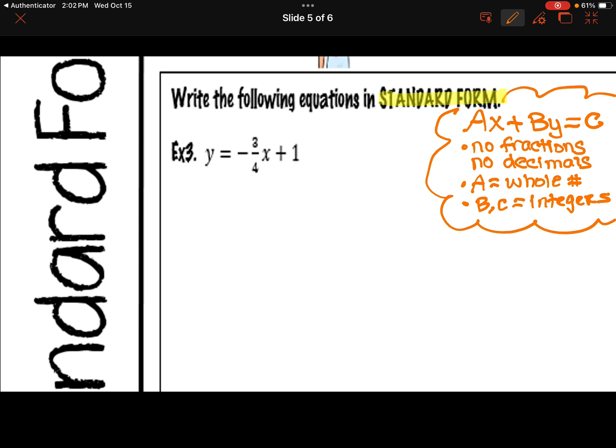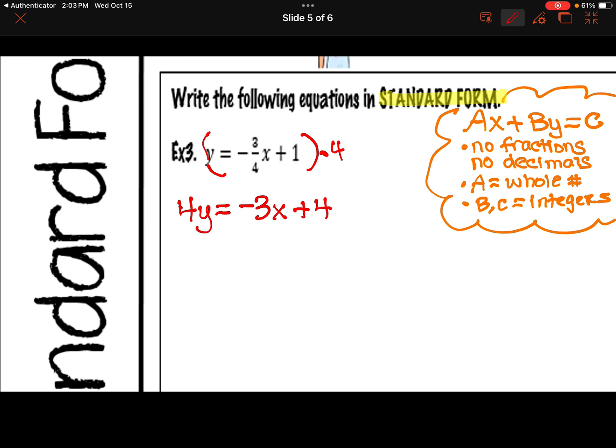Okay, so first thing I'm going to do, as soon as I notice that there is a fraction in this problem, I'm going to go ahead and clear the fraction right away. So 4y equals negative 3x plus 4. Okay, so now I've got rid of the no fraction part. I need to get x and y on the same side. One option is to move y to the right-hand side, move the constant to the left-hand side. That is one option. The other option is just to move the x to the left-hand side, leave y, and leave the constant where they're at.